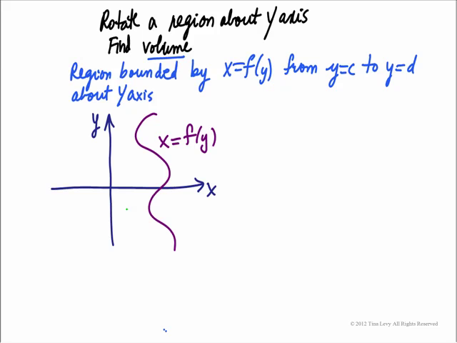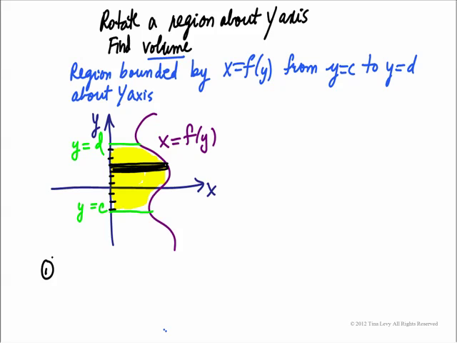And we are going from y equals c to y equals d. So we're talking about this region, and we're going to rotate this region about the y-axis. In this one, we're going to subdivide c to d into n equal subintervals, and if we put any two consecutive lines, we get what's our typical rectangle.